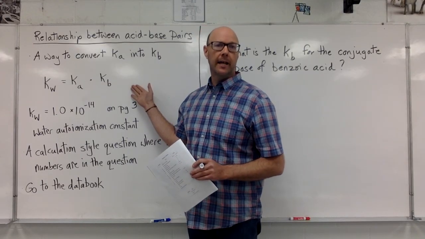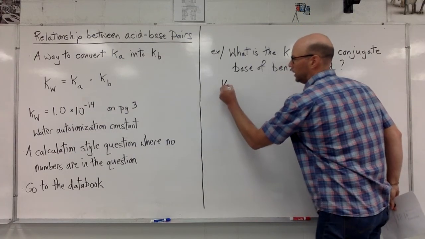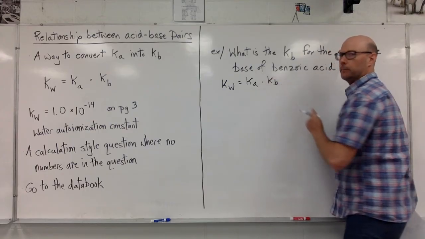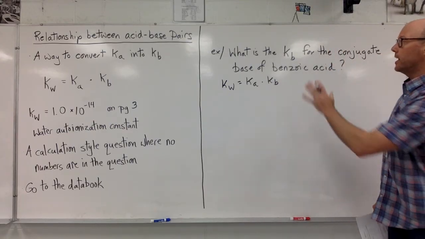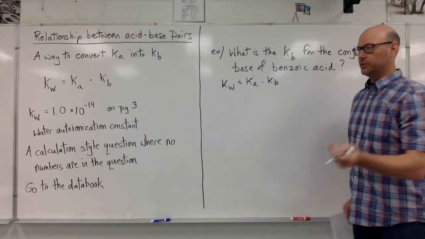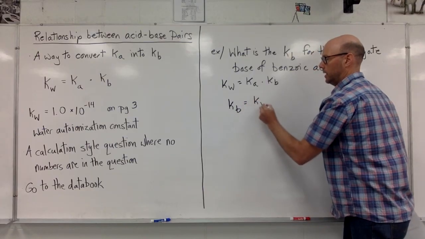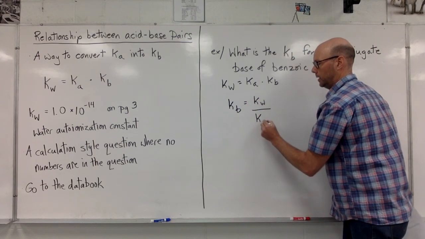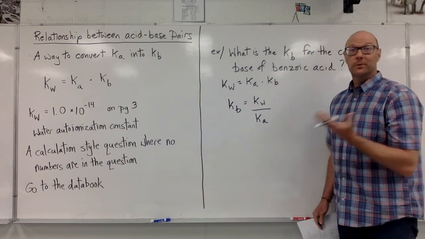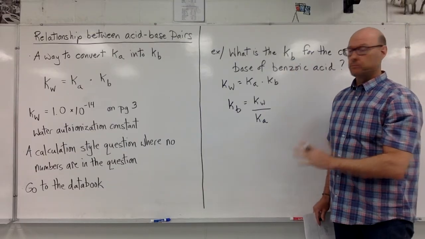So our first step is to think about this new calculation. Kw equals Ka times Kb. This question specifically says, what is the Kb? We're looking for the base equilibrium constant, which is going to be Kb is Kw divided by Ka. That's the mathematical operation that we're going to do, just one step. But none of the numbers are in the question themselves.